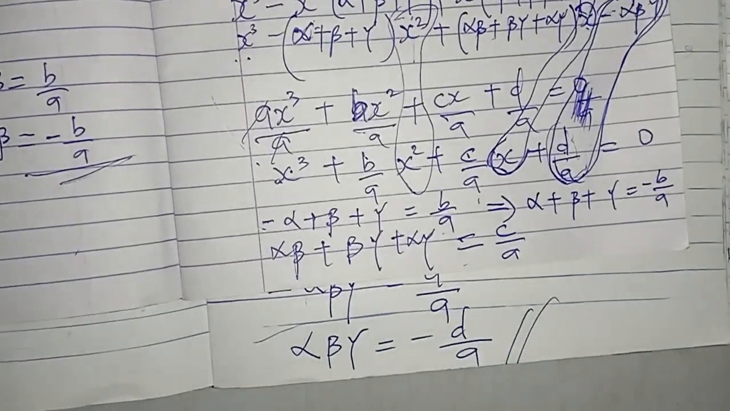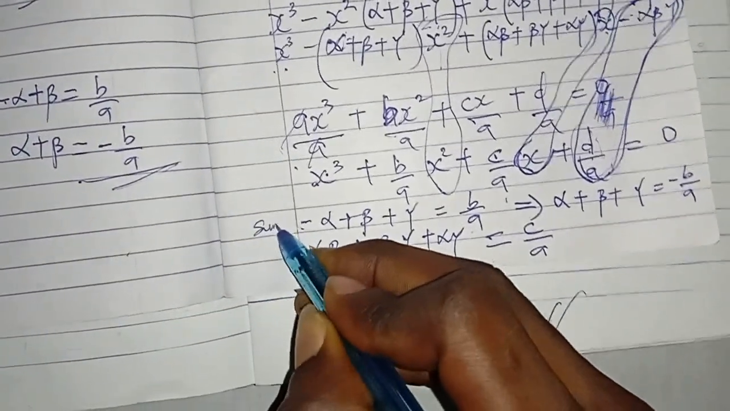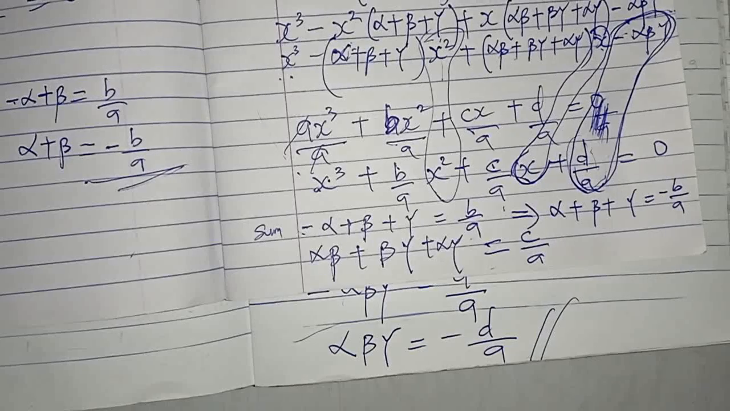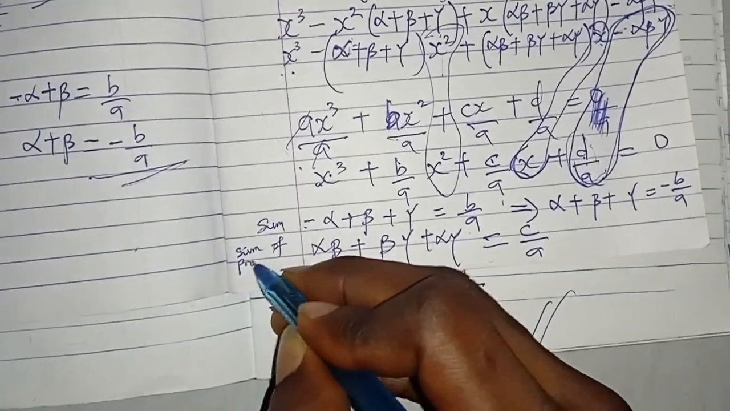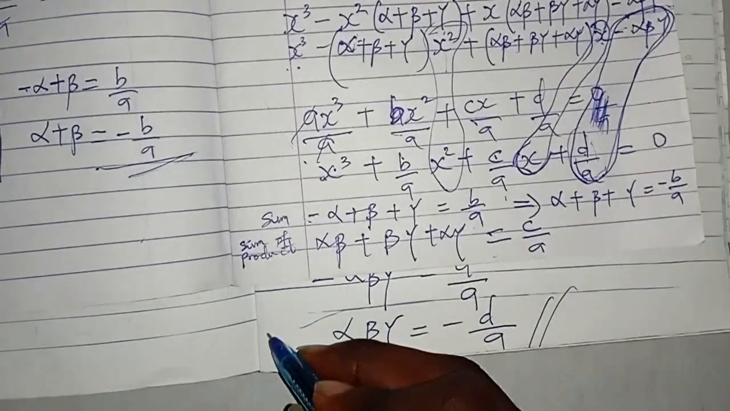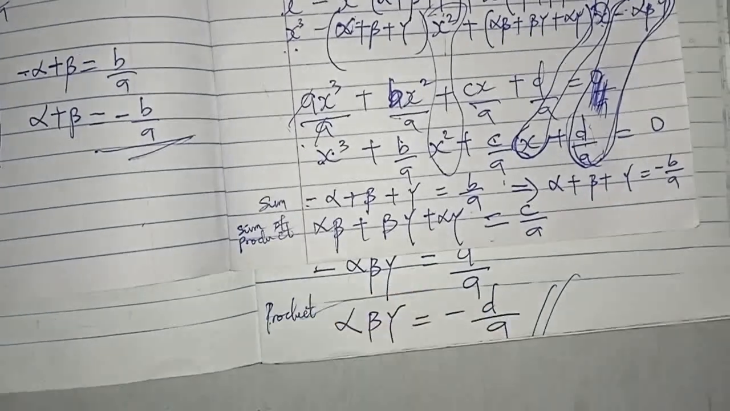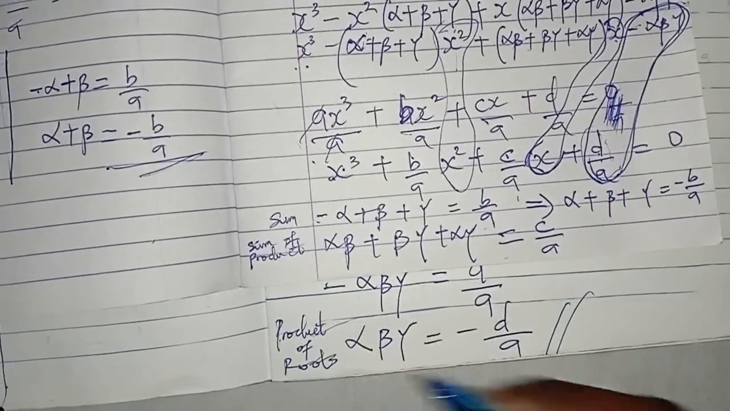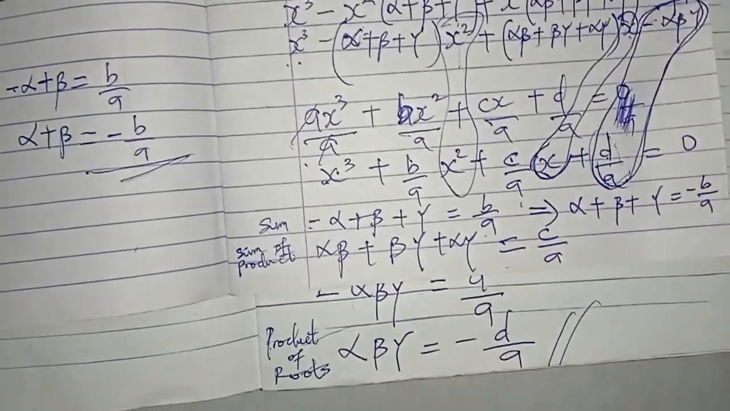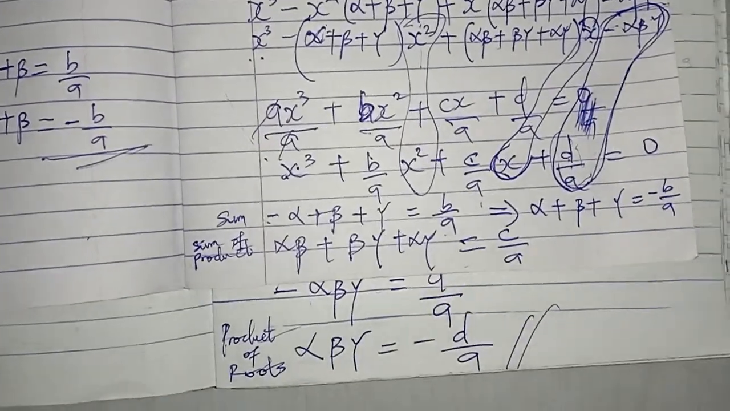So that there you have it. This is your sum, this is your sum of products, then this is your product of roots. And still remember that what we are dealing with here is roots of a cubic equation. So with that said, we can now go back to the question.